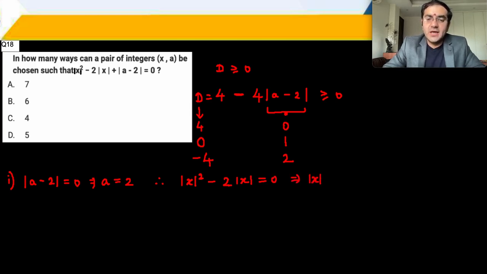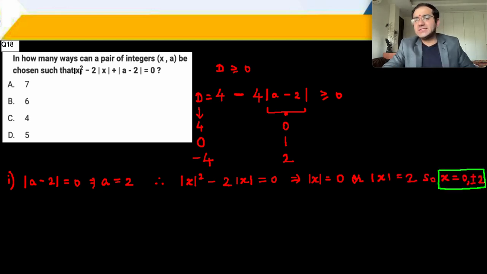That means if you solve this quadratic, now mod x is either equal to 0 or it is equal to 2. Mod x equal to 0 or mod x equal to 2 gives you x is either 0 or 2 or minus 2 for a equal to 2. In the case of a equal to 2, I have 3 solutions now. Okay?